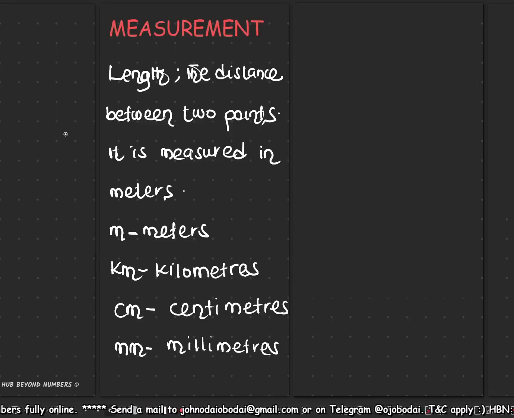So looking at what we have here, we have m, which is meters. Meters is actually the basic unit of what? Length. But as it increases, you can change it to what? Kilometers. Then you come to centimeters and millimeters. So we'll be looking at how we can do these conversions in our next session.